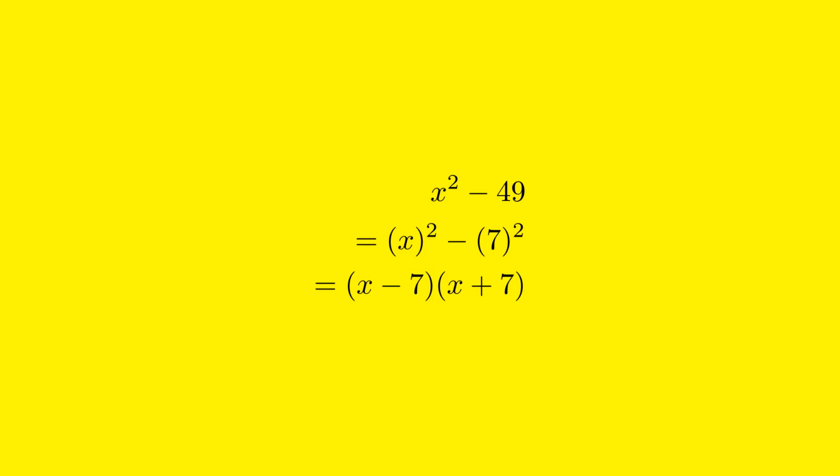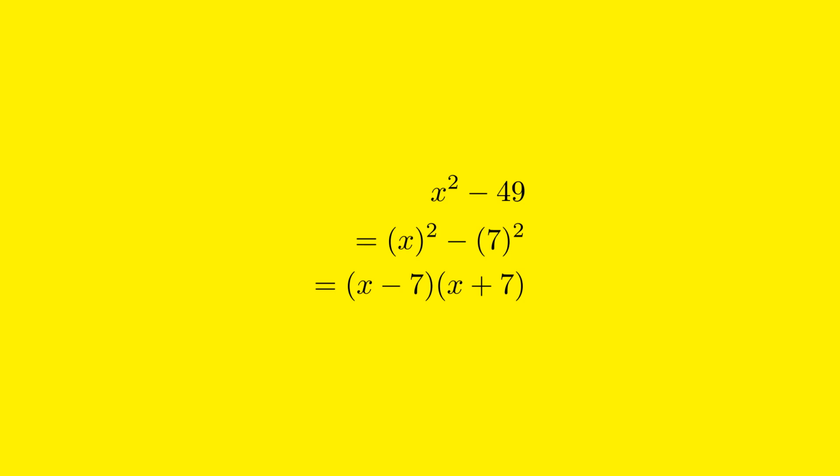Step 2 involves applying the difference of squares formula, which states that a squared minus b squared can be factored into a minus b times a plus b. Here, a is x and b is 7. So, x squared minus 49 becomes x minus 7 multiplied by x plus 7. This step transforms the original problem into its factored form.